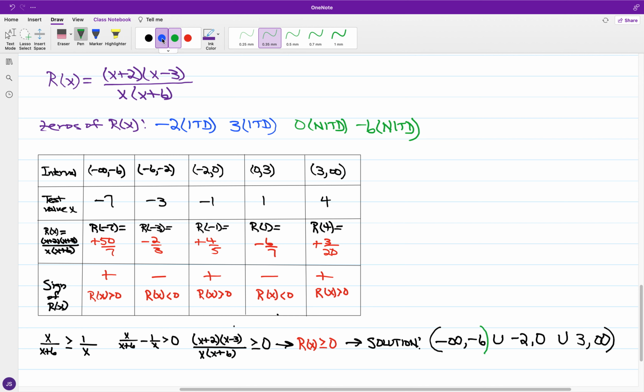-2, that is in the domain, so we have a bracket. 0 is not in the domain, so that's in the parentheses. And finally we have 3, that is in the domain, and so that is going to be bracketed. So again, we have brackets around only those values that will create the equal to 0 parts, and everything else is either going to be boundless or be a finite value that causes the rational expression to become undefined.